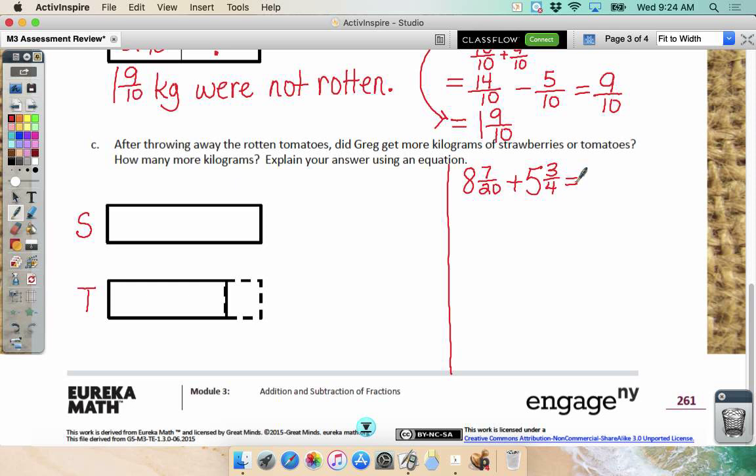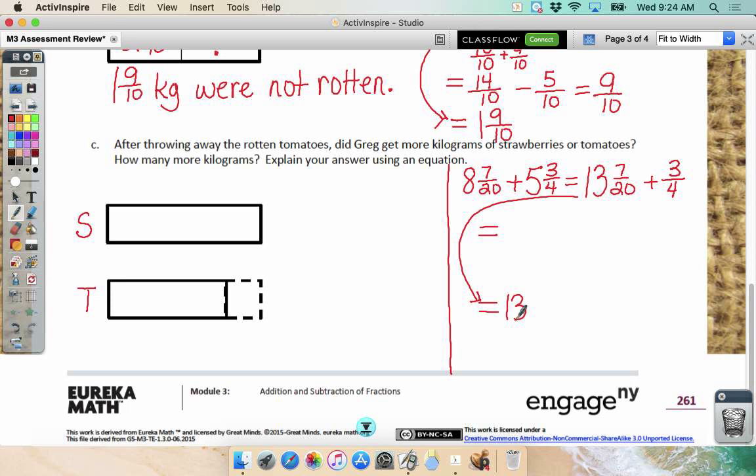What should I do first? Add my whole numbers. So 8 plus 5, 13 7/20 plus 3/4. Okay, and I think I'm going to move my equal sign over here to give me room. So what do I bring down? The 13.